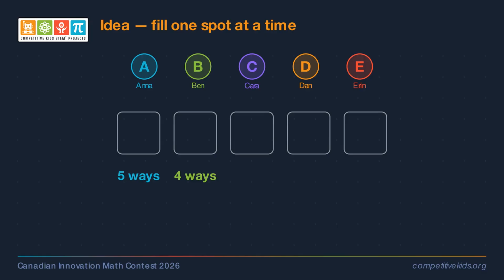Now the third spot. 3 students left, 3 ways. Now the fourth spot. 2 students left, 2 ways. Now the last spot. Only 1 student left, 1 way. So in total, 5 times 4 times 3 times 2 times 1 equals 120 different lineups.